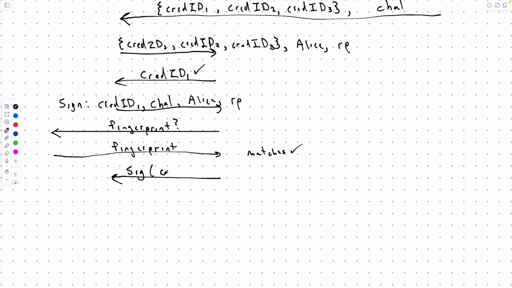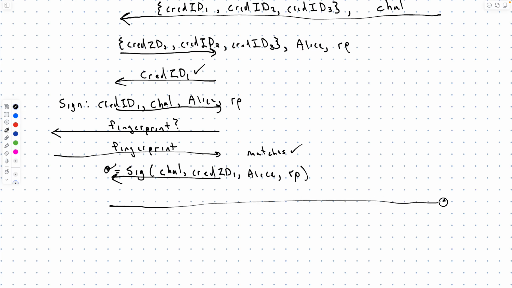So I'll have the challenge, I'll have the cred ID, I'll have the fact that it's Alice, I'll have the relaying party, and like I said, there'll be a bunch of other stuff as well that gets sent, but that's basically the essence. I'll call this the signature, and then I'll send that off to Amazon.